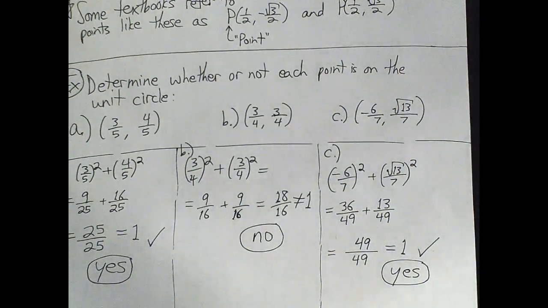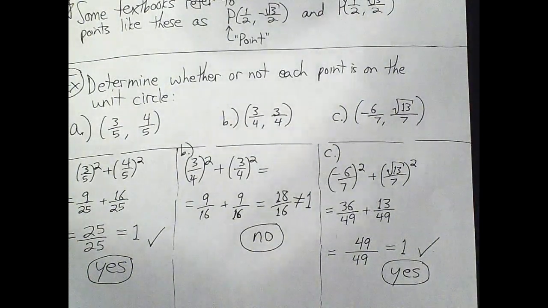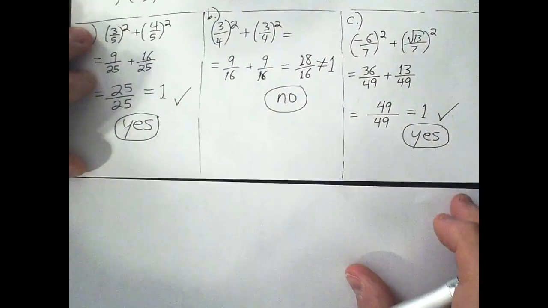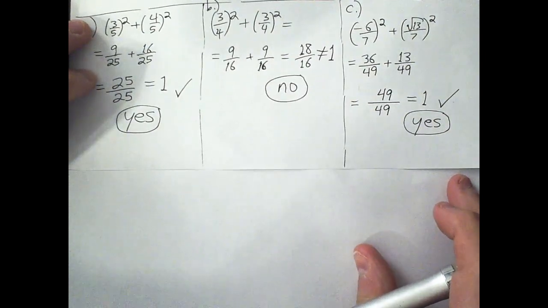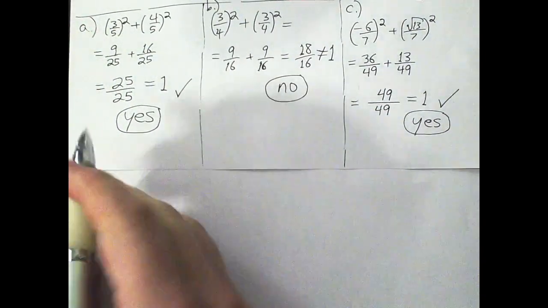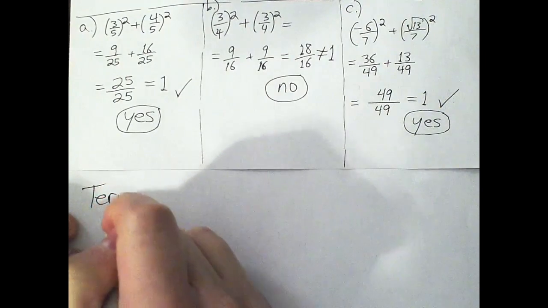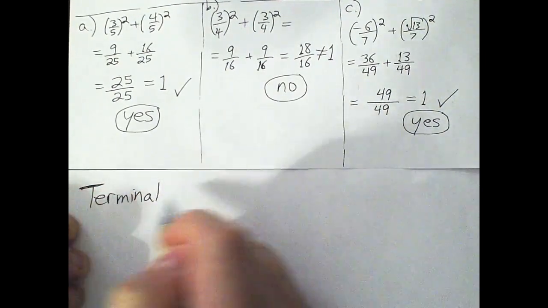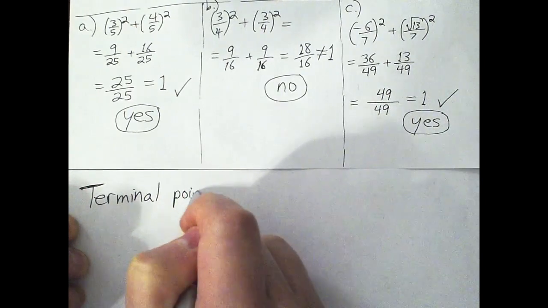All right, so that's one type of problem you could see, just some yes or no questions. And you can see now that if we give you an x comma y, you could check whether or not it's on the unit circle. Just be careful with fractions and squaring things. Next thing we want to talk about are called terminal points.